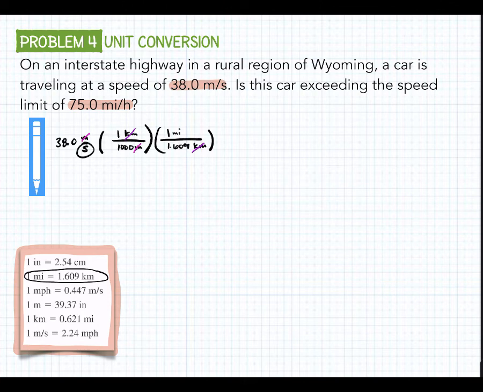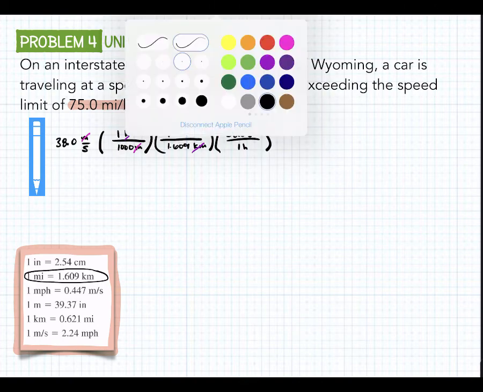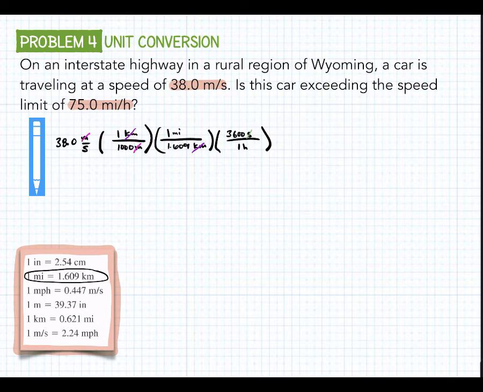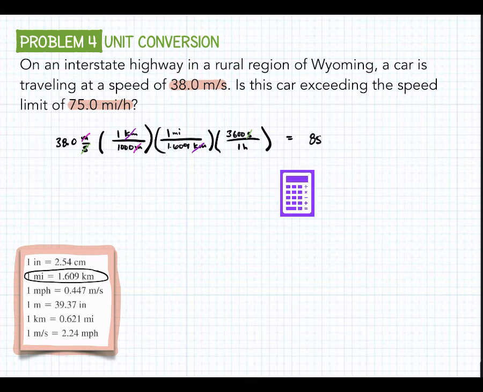But we still have seconds, so we have to go from seconds to hours. The seconds is in the denominator, so we put seconds in the numerator here. We know 3,600 seconds is equal to 1 hour. So that means we can cancel these things out, seconds. And when we put all this together, it's going to equal 85.0 miles per hour.